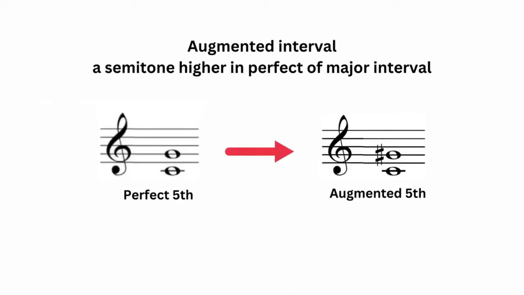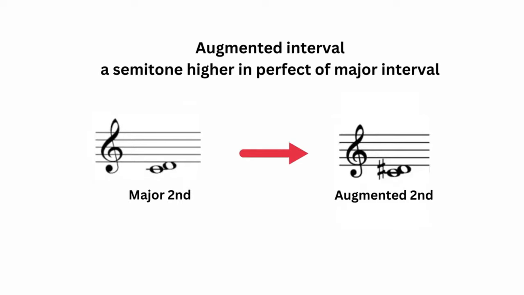For augmented intervals, it is a semitone higher in a perfect or major interval. Let's take a perfect fifth as an example. From C to G, it is a perfect fifth. However, if we raise the G to a semitone higher, to G sharp, the interval is made a semitone bigger. It becomes an augmented fifth. Another example here from C to D is a major second. If the D is raised to a semitone higher to D sharp, it can be named as an augmented second.